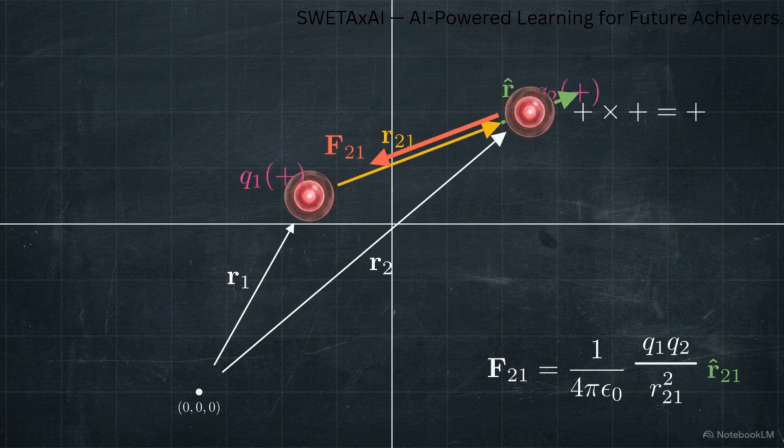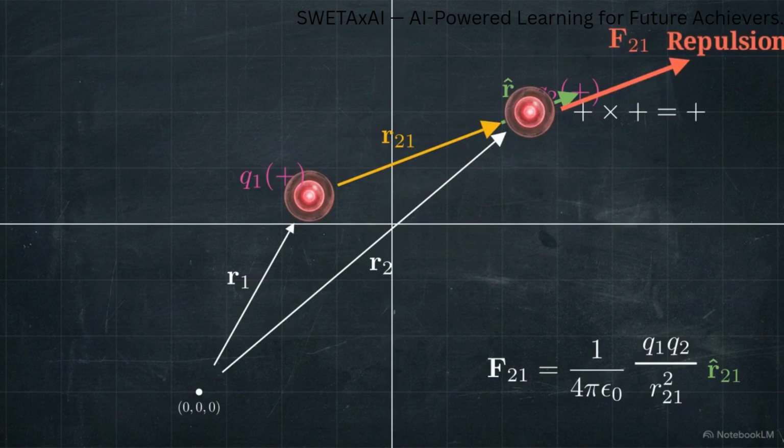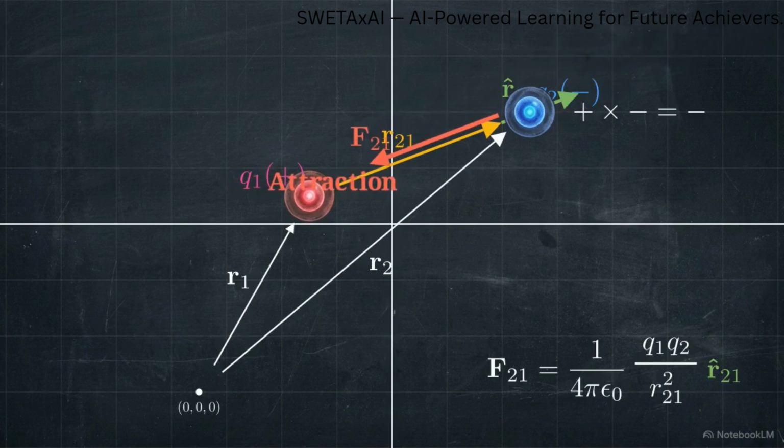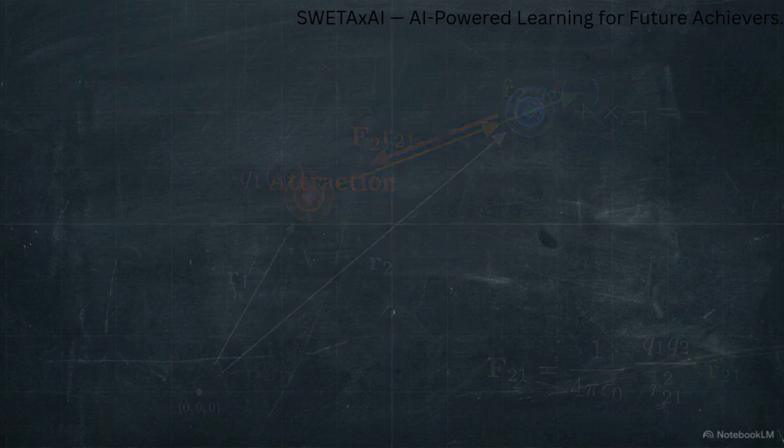If both charges share the same sign, their product is positive. The math forces the resulting vector to push forward along the unit vector. That is repulsion. If the charges have opposite signs, their algebraic product becomes negative. The math flips the vector exactly 180 degrees inward.